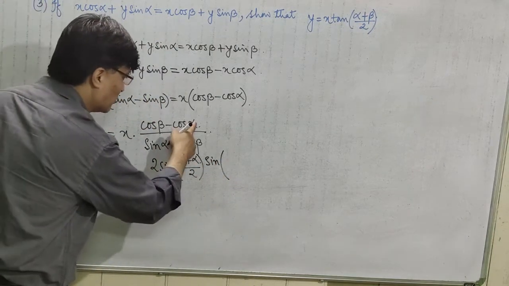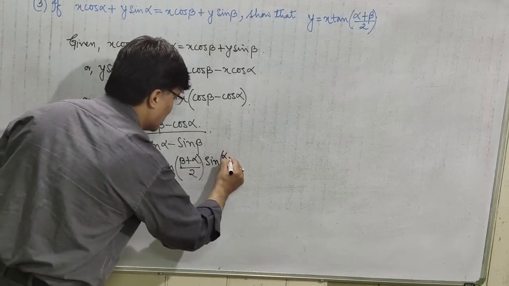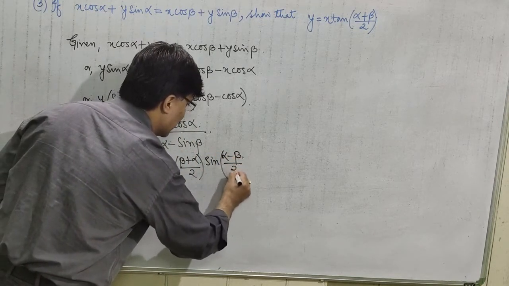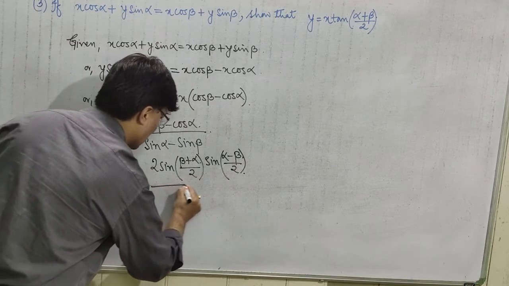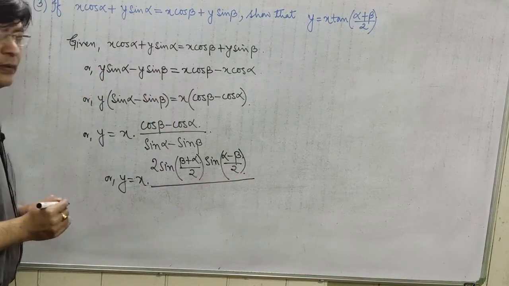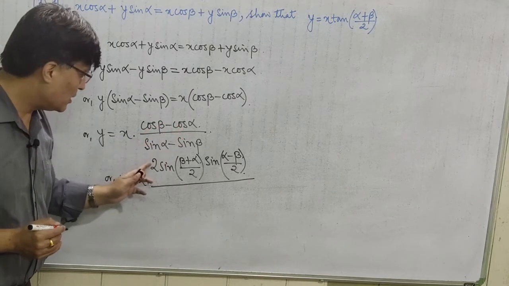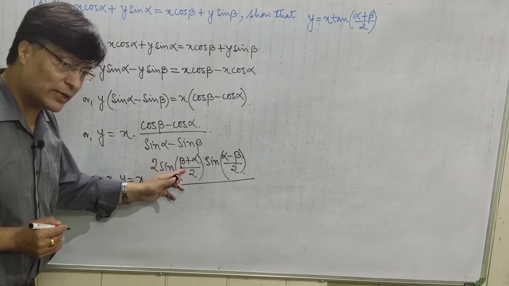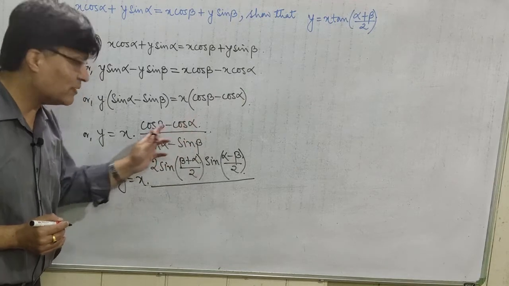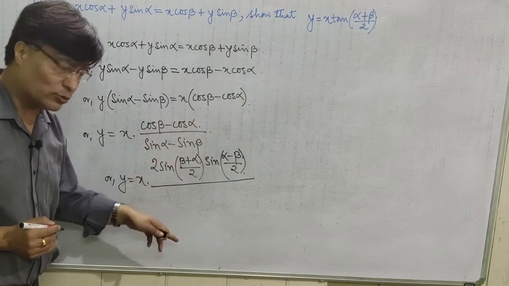What is (d minus c) by 2? Alpha minus beta, alpha minus beta by 2, right? Whole divided by, this is cos c minus cos d. Here c is beta, d is alpha. 2 sin (beta plus alpha) by 2, that is (c plus d) by 2. Then sin of (d minus c) by 2, that is (alpha minus beta) by 2.